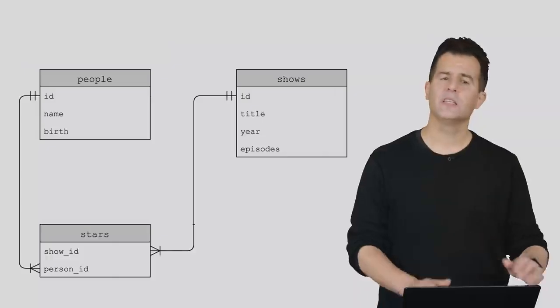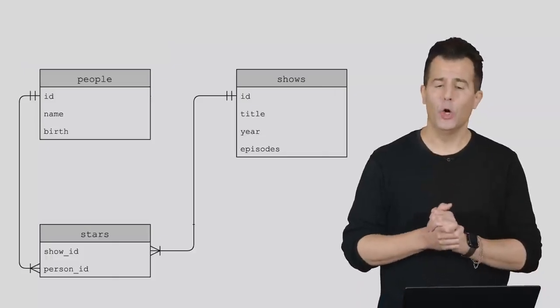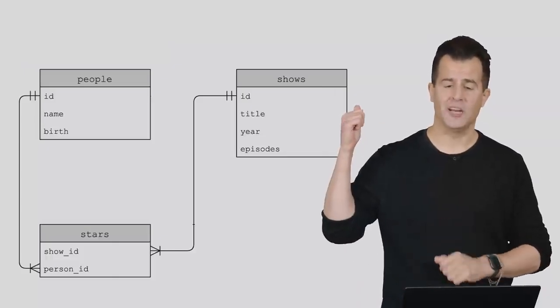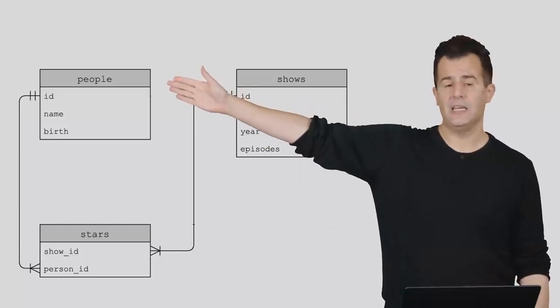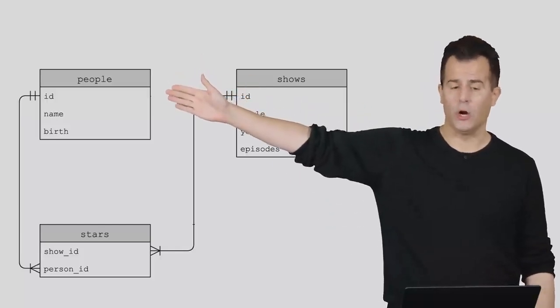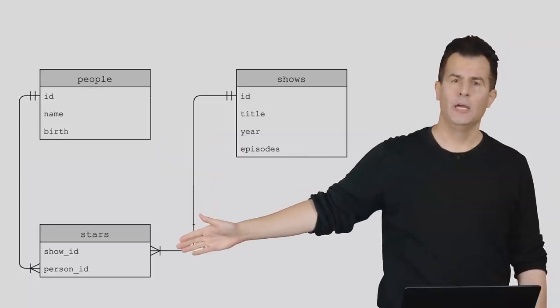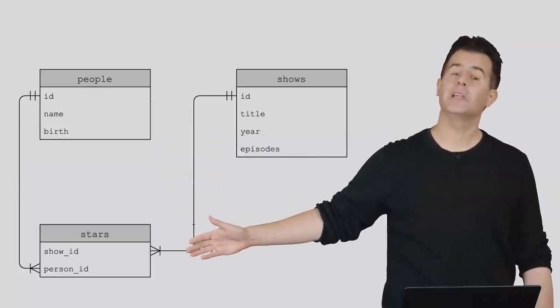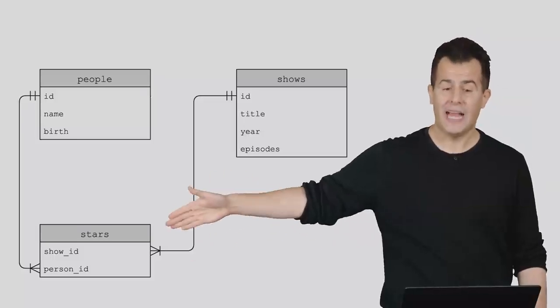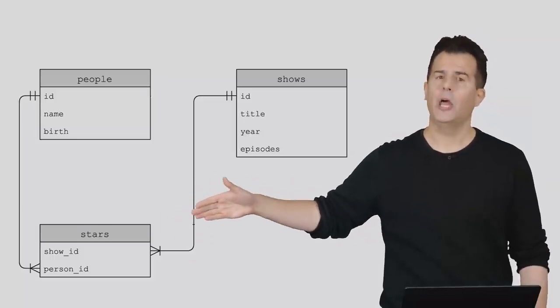Well, let me go back to the schema for these 3 tables. Notice that we have the shows table here, which has an ID, a title, a year, and number of episodes. The people table has an ID, a name of a person, and their birth year. But this stars table is what we might call a join table, whereby its purpose in life is to implement this relationship between one and the other. And that table clearly has a show ID and a person ID.